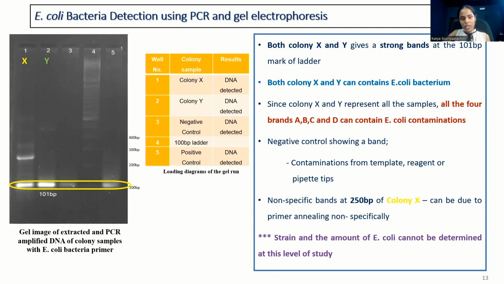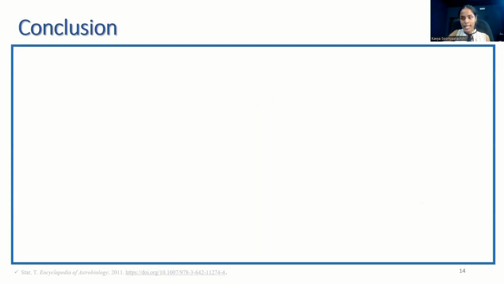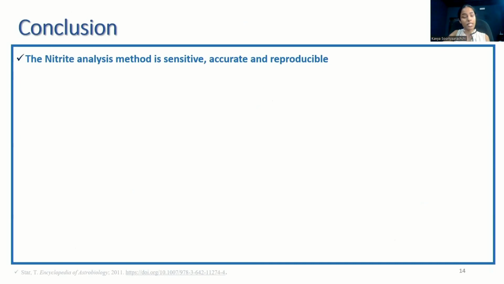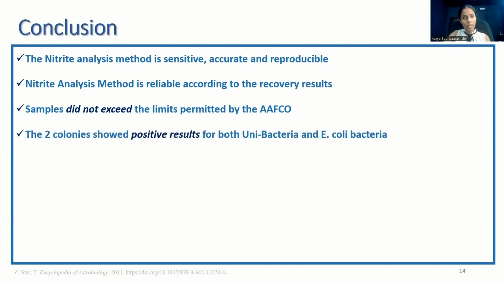Here we observe a slight band in the negative control, and this can be due to contamination during extractions. In conclusion of the study, we can say through the detection limit values we obtained, it suggests that the method is sensitive, accurate, and reproducible, and the recovery values suggest that the method is reliable. And all the samples did not exceed the nitrite permissible levels set by the FSSAI, with values ranging from concentrations of 4 ppb to 7 ppb.